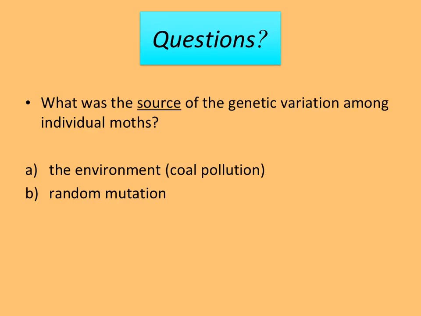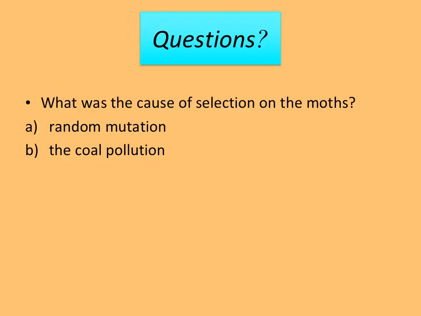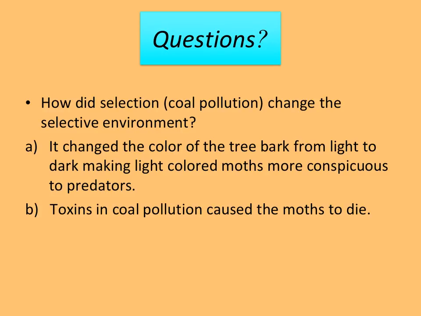Okay, we kind of already went through this. Among the individual moths, random mutation. Did the natural selection act on the population or the individual? Selection always acts on the individual. It's the population that actually changes. Individual. What was the cause of the selection on the moths? Coal pollution.